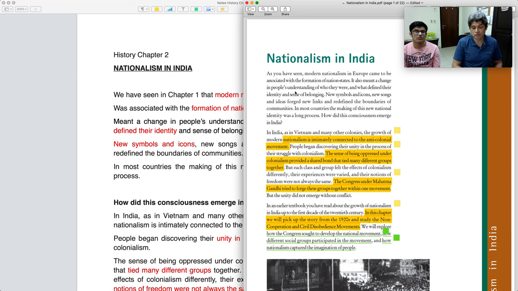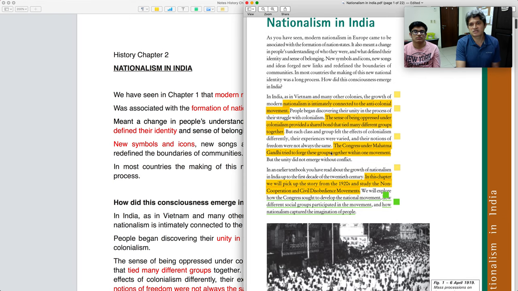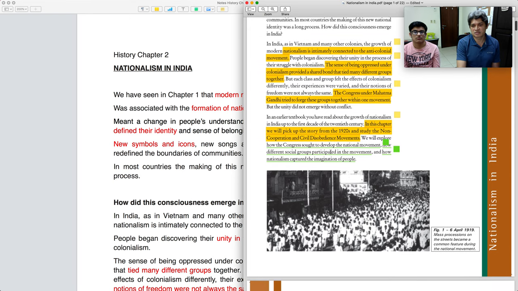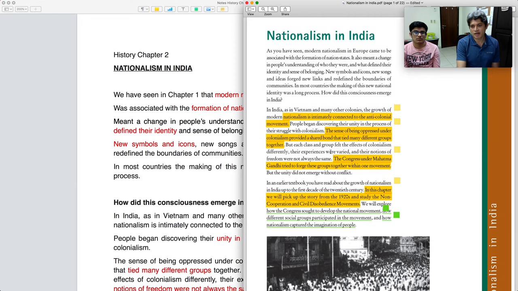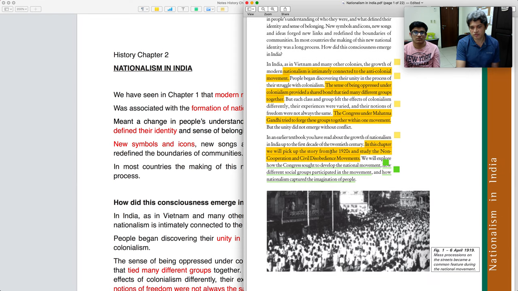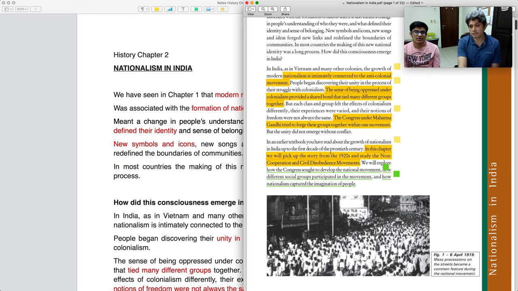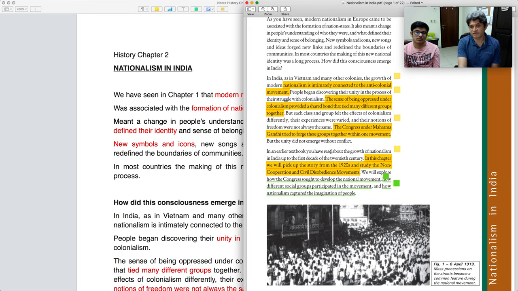Similarly, in India, we will see here that nationalism also started with something similar, which means that people were ruled by the Britishers, the colonial power. Their condition was very pathetic. They did not have enough money, they did not have enough food, and they were being exploited by the British government. So they all started to realize that they had to oppose the British government, and their struggle together as one force against the colonial powers gave them a sense of belonging.